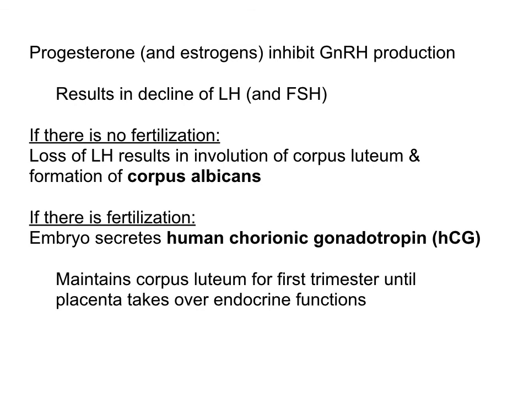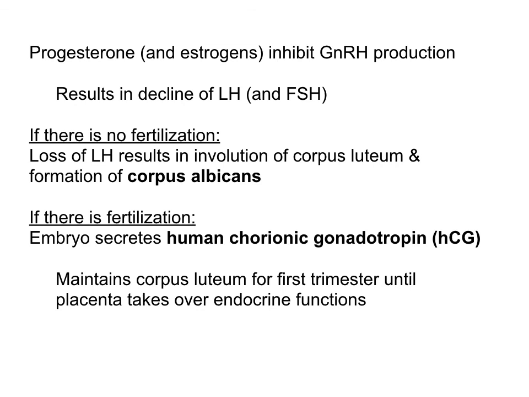Now, the good thing about the loss of the corpus luteum is that you lose the progesterone, you lose the estrogens, you lose the inhibin, you lose the relaxin. And all of these hormone levels plummet, which you need, because the loss of the progesterone, the loss of the estrogens, allows for your hypothalamus to produce gonadotropin-releasing hormone and begin day 1 of the next ovarian cycle.